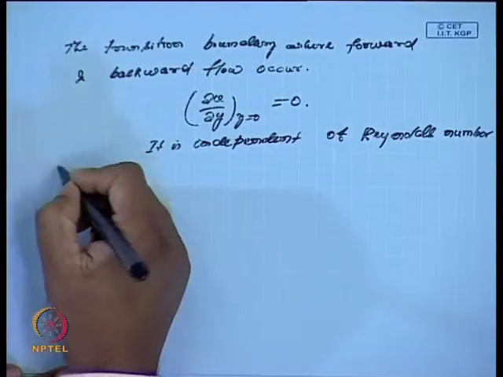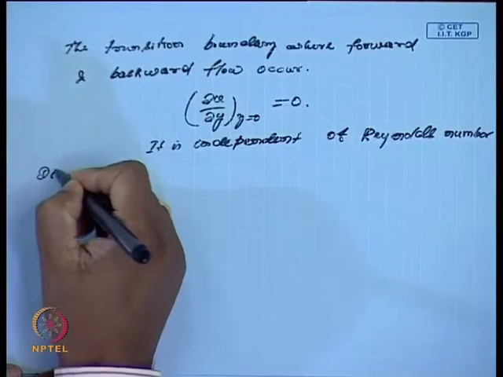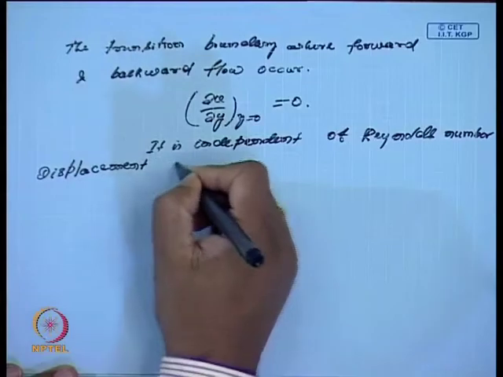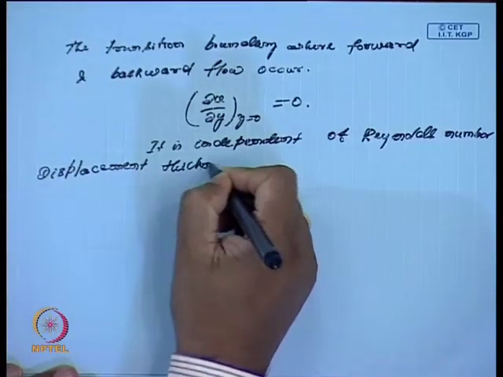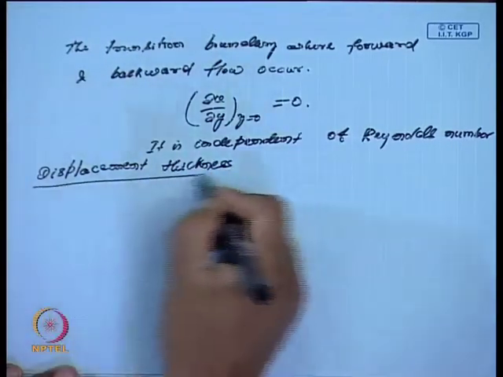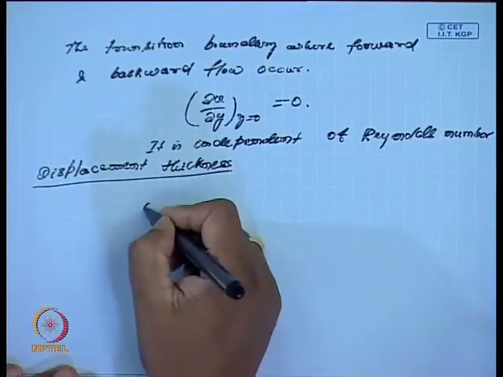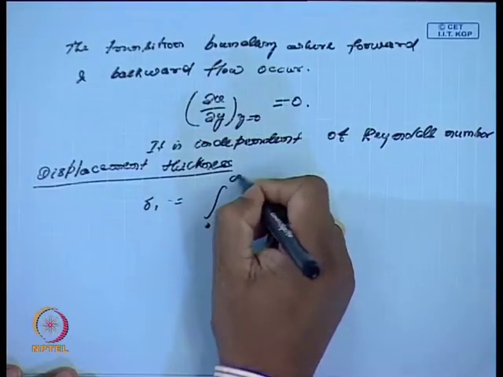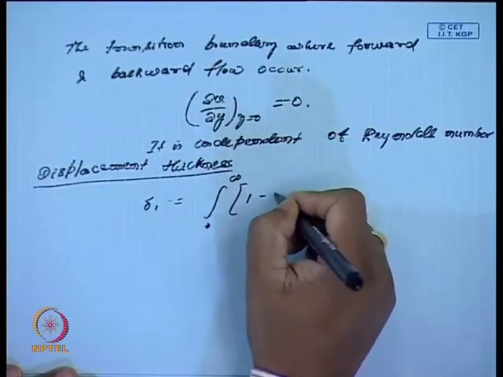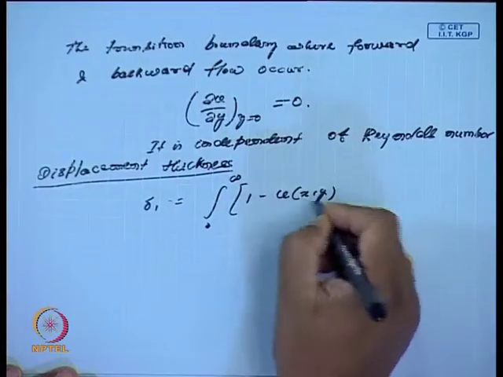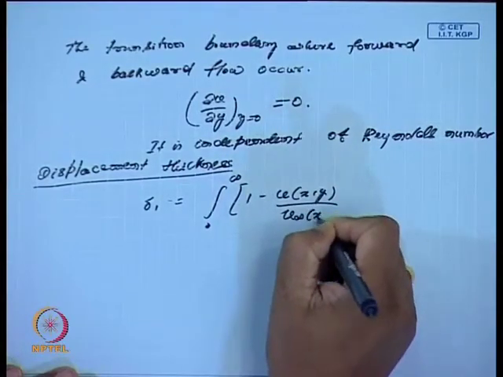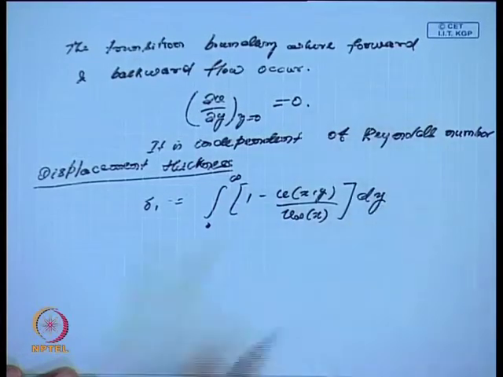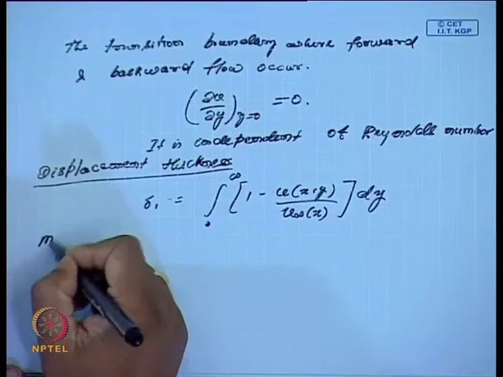Now, with this I will think of a few more terms, that is what we call the displacement thickness. Displacement thickness, if I call it delta 1, is defined as the integral from 0 to infinity of 1 minus u of x, y by u infinity of x, which is the flow in the outer region of the boundary layer, dy. And again what is called the momentum thickness.